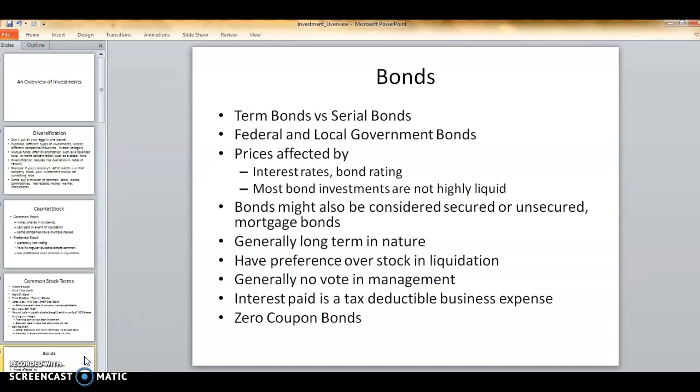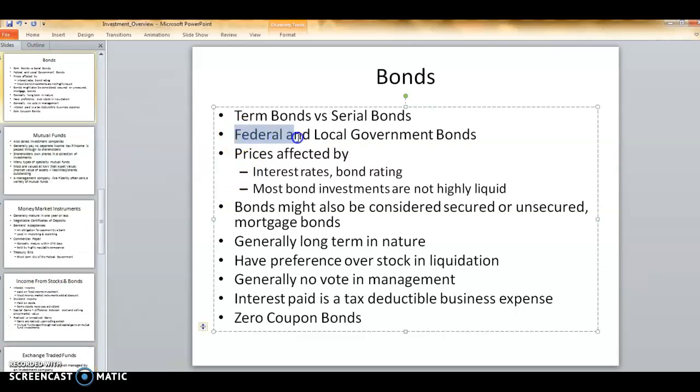Bonds. Now, some common terms we talk about with bonds are term bonds versus serial bonds. Term bonds basically pay all the principal at maturity and pay regular payments of interest. Serial bonds pay a combination, regular payments of principal and interest. They might pay interest every 6 months and principal once a year, but they make both regular payments of principal and interest.